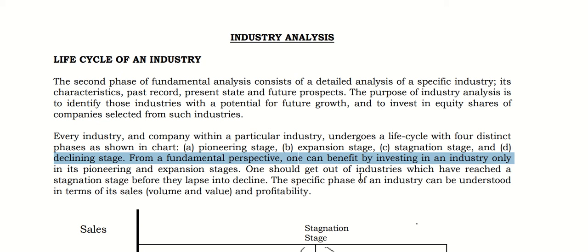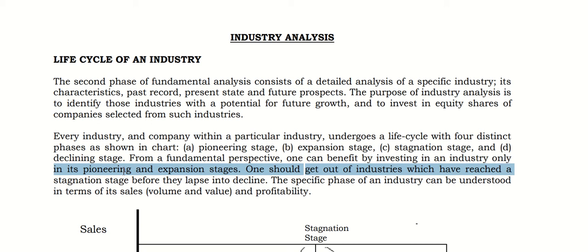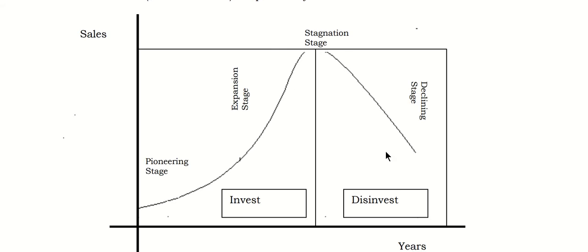From a fundamental perspective, one can benefit by investing in an industry only in its pioneering and expansion stage. So ideally, in which stage should we invest? When the industry is in pioneering or expansion stage. There are two stages where you can buy the shares: pioneering stage or expansion stage. One should get out of the industry which has reached a stagnation stage. Whenever the industry reaches the third stage, that is stagnation stage, one should always sell the share.